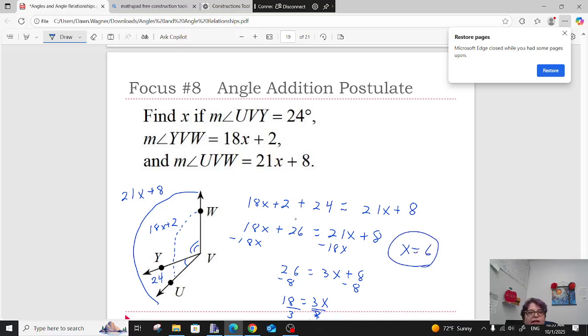Now, always re-look because it gets tricky. What did the question ask? Find x. So I did. Now, sometimes it may ask find angle UVW, and then you'd have to substitute it back in. Always look to make sure you answered the question. We did for this one, but they could trick you.